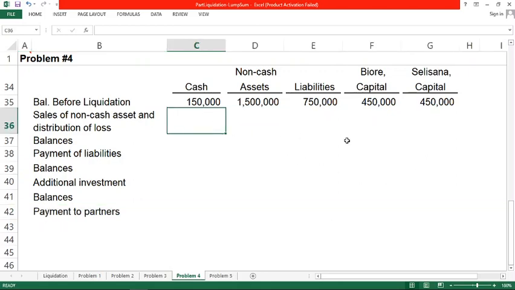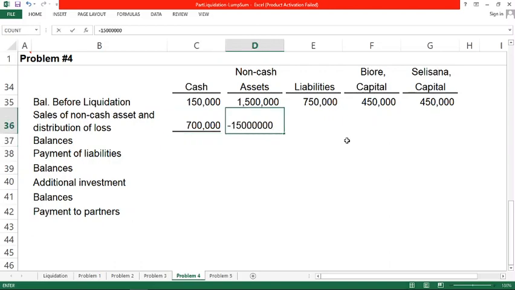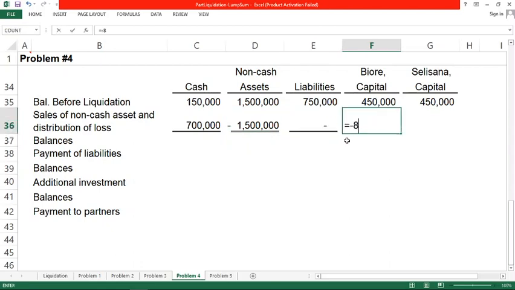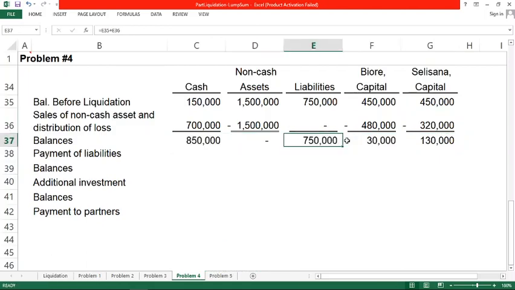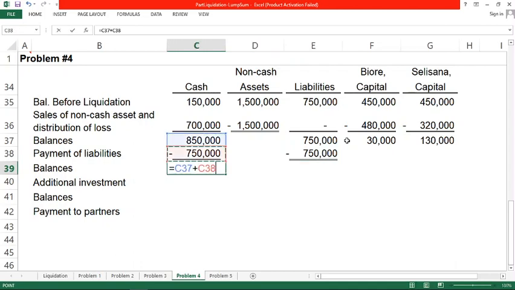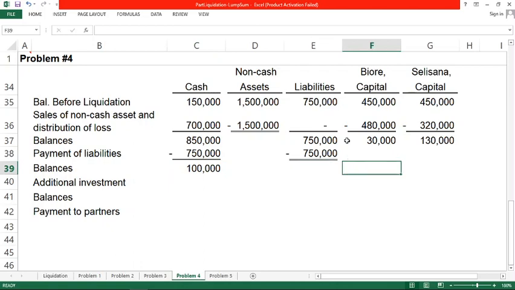Although, the same lang naman, we recognized 700,000 after selling our 1.5 assets. And then, we suffered a loss of 800. It's just the same sa number 2. Okay, and then after that, we are going to pay our creditors for 750. Mababawasan ng 750 si cash. And then, mai-eliminate naman si 750 na creditor balance. Ayan. So, 100,000 cash.